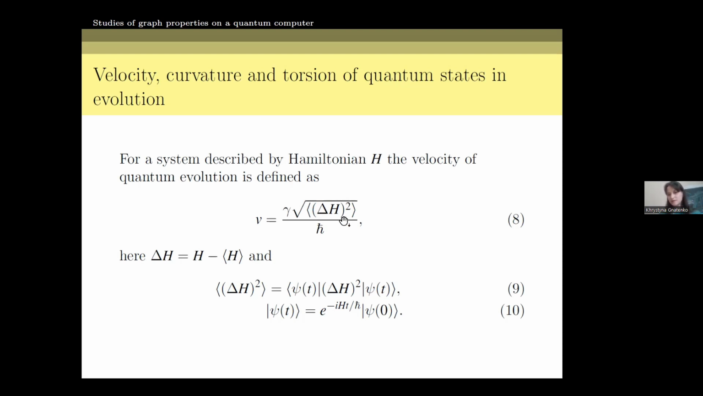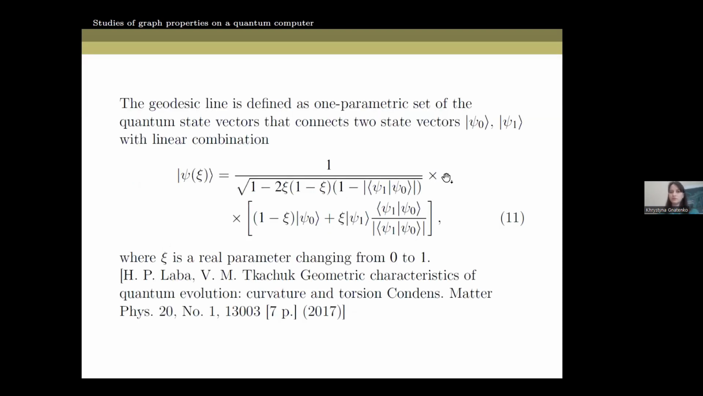So we have here the mean value of squared Hamiltonian. And also we can define the geodesic line as in a classical case and as in classical mechanics. Similarly, in quantum mechanics, we can define this line, and it was done in the paper published by Professor Tkachuk and Dr. Laba. And the expression for this is the following.